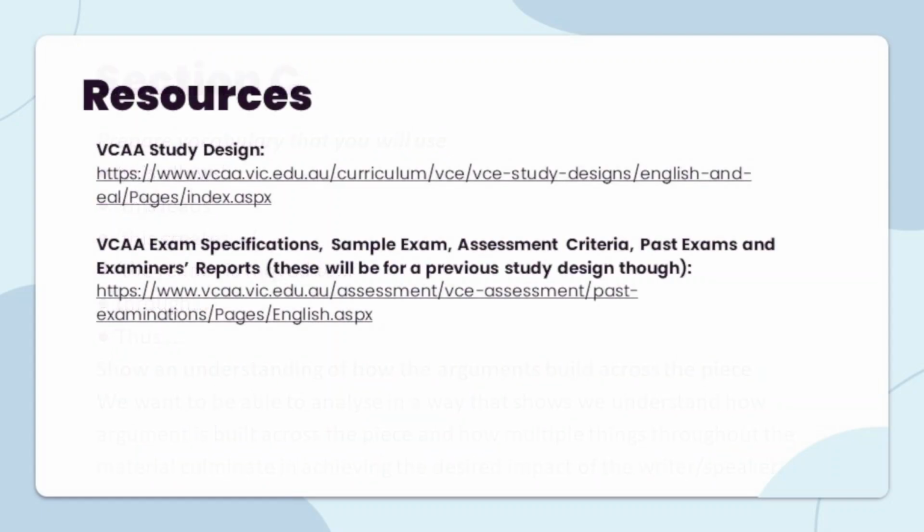And finally, I've got some resources here. These are super obvious. So obviously the VCAA study design, you can go back to figure out what the key knowledge and skills you need to show are. And the VCAA exam specifications, that second link there, has the sample exam, assessment criteria, past exams, and examiners' reports as well. Have any of you had a read through of examiners' reports yet? Yeah. Having a read through of last year's examiners' report will be really helpful for you. There'll be nothing for section B, but sections A and C have not changed much. So they'll be really helpful.